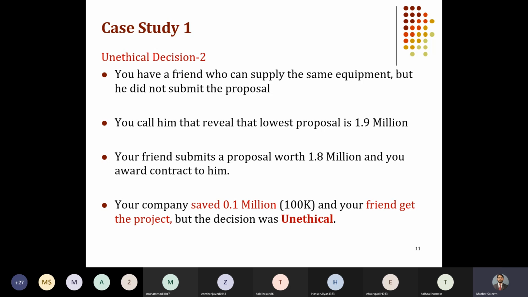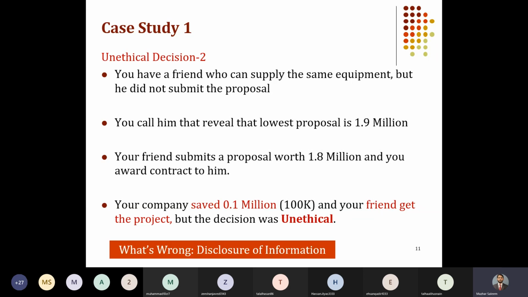So in this case, somebody might say that, okay, our company saved some money, 0.1 million, and my friend got the project. So it's like a win-win situation, it's fine. But actually, it's unethical to do that. And what is unethical here? That you have disclosed information that you were not supposed to disclose. So disclosure of confidential information is the unethical activity here.